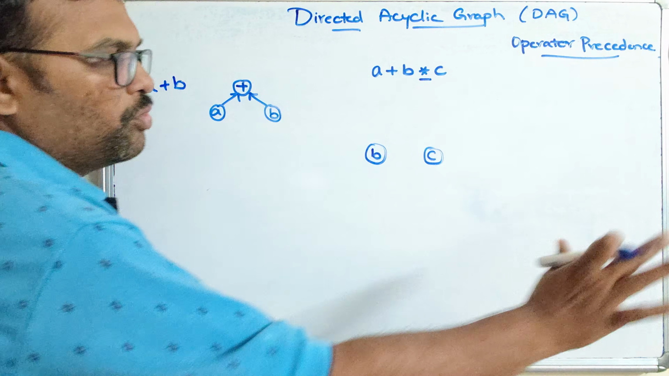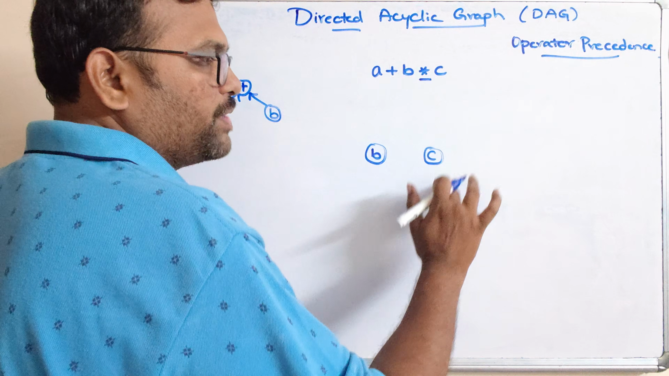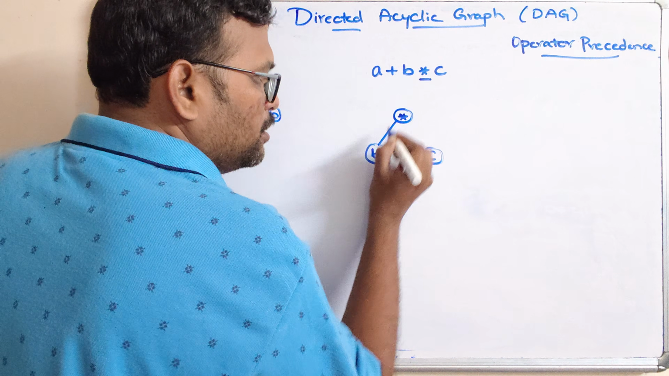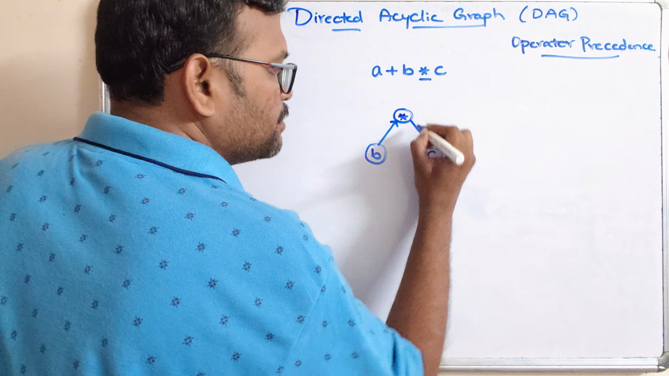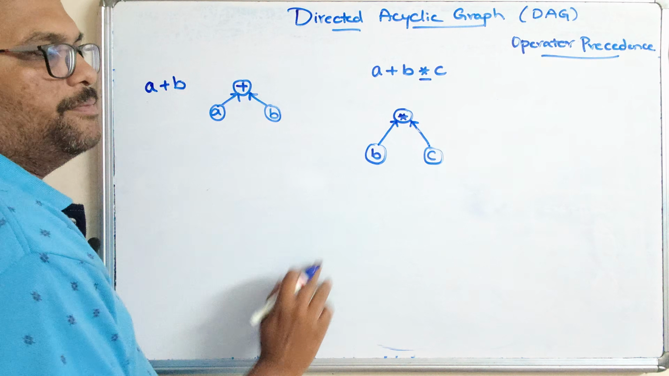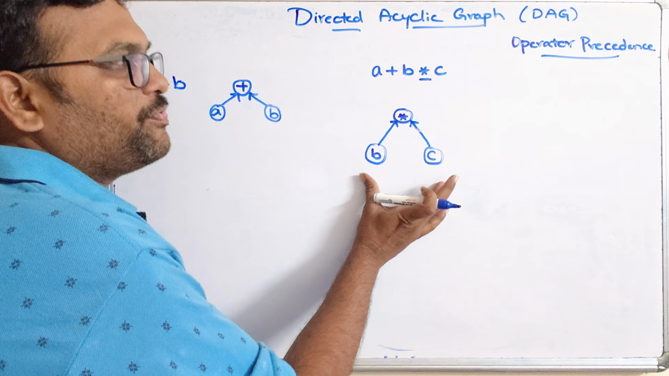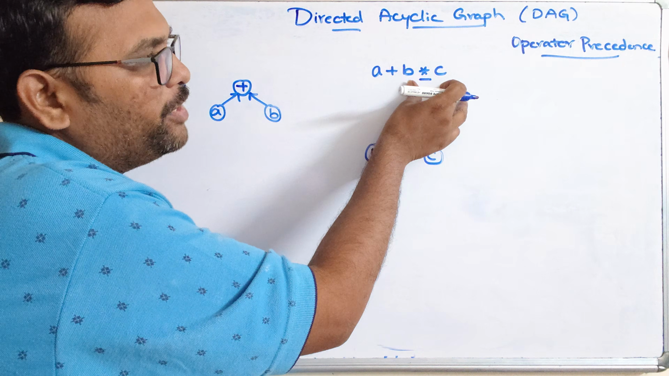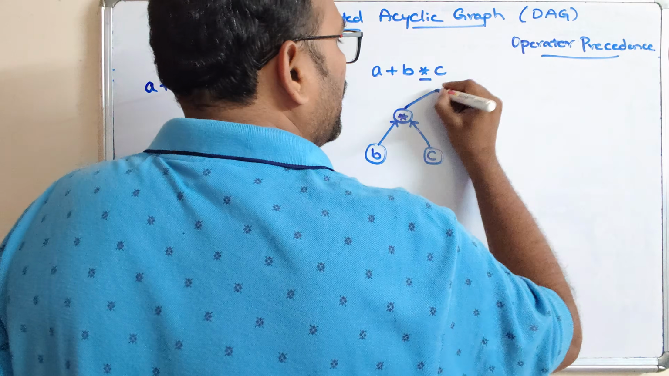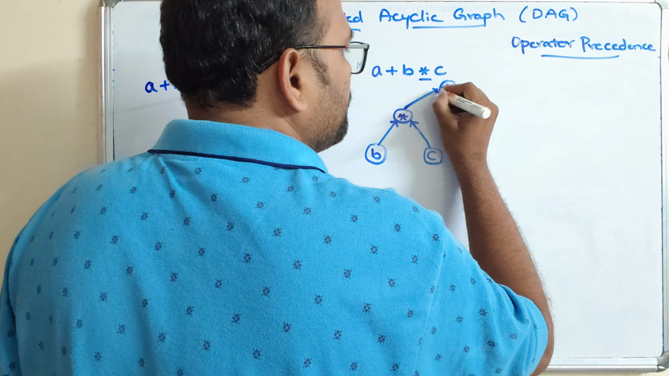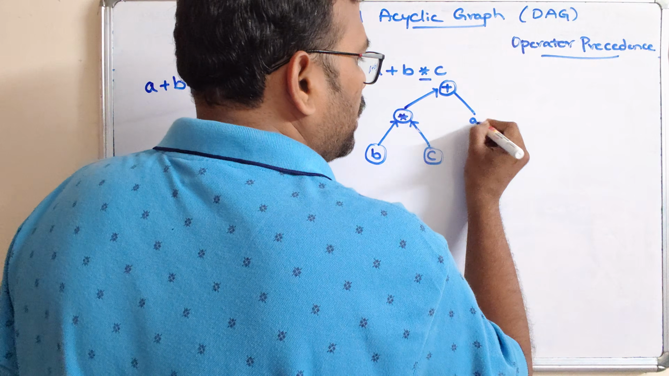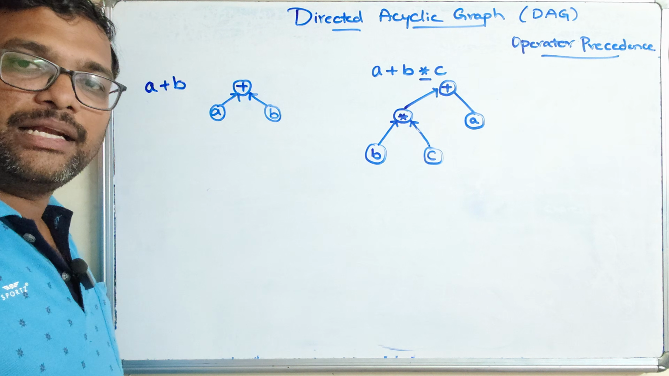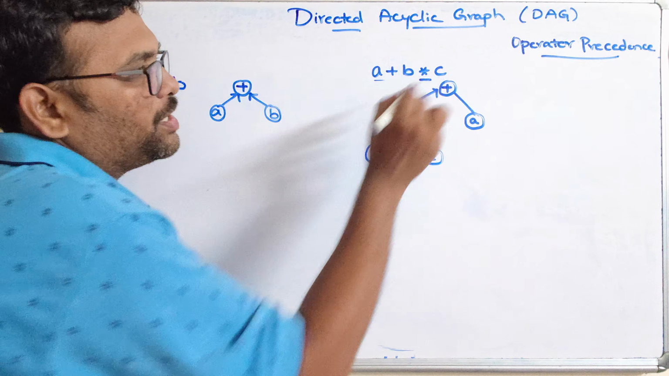Initially there are no nodes. I have created one node for B, one node for C, and a multiplication node. Give the arrow marks. So this is B into C. This result should then be added to A, because the first operation is B into C. So I'll write one more operator, plus, and that will be added with A. You can see this is a simple directed acyclic graph for this expression.